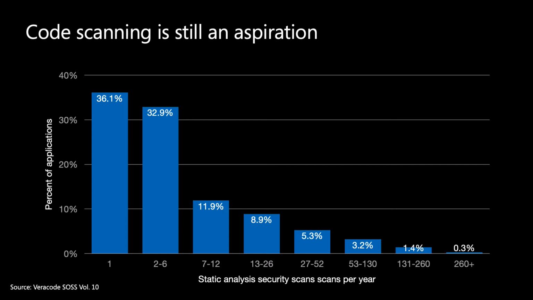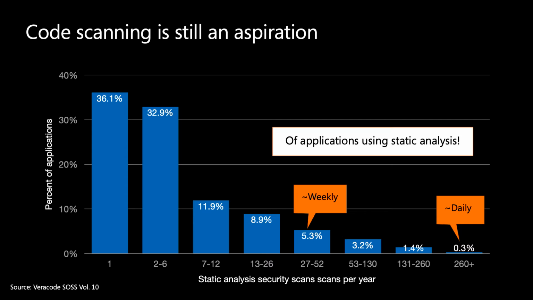So you may know that GitHub acquired the company called Semmle last year, and it's now available as CodeQL. And CodeQL really does static code analysis. So what do we know about static code analysis in existence? Well, we know that it's still just an aspiration, because if you look at data from Veracode, you can see that the majority of applications are getting scanned maybe once or twice a year. Then only 5% are getting scanned on a weekly basis, and then less than 1% are getting scanned daily. And that's just of applications actually using code analysis.